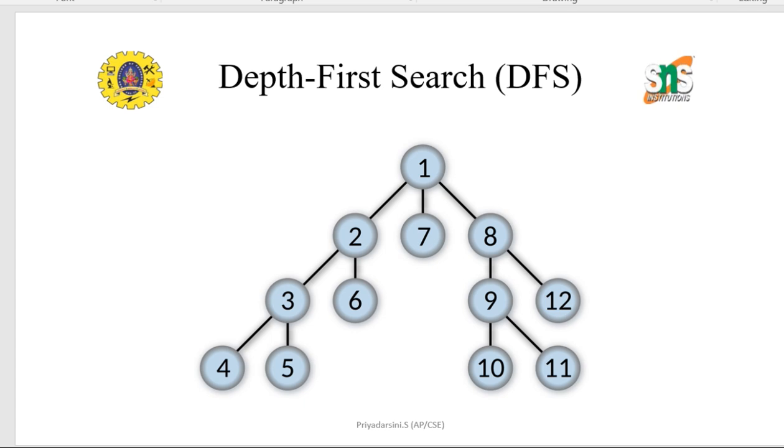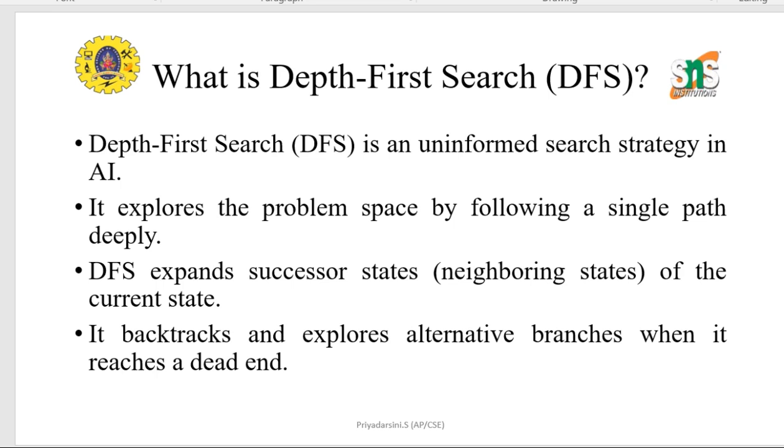DFS explores a problem solution space by diving deep into the branch of a search tree, then backtracking and exploring other branches. It is commonly used in tasks such as pathfinding, game tree exploring, and puzzle solving. Okay, what is DFS? It is an uninformed search strategy in AI. It explores the problem space by following a single path deeply.